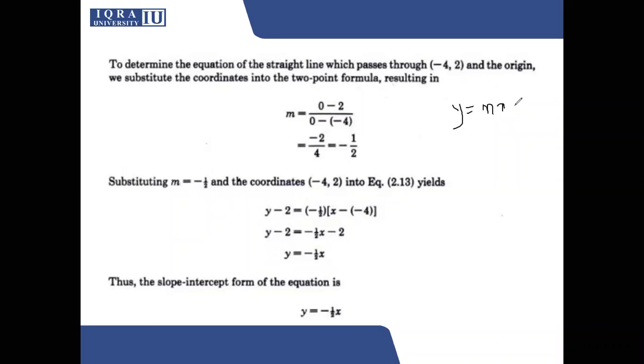y equals mx plus k. My m is minus half, right? And my k is 0. So it is the same as y equals minus half x, right? Thus the slope intercept form of the equation is y equals minus half x.